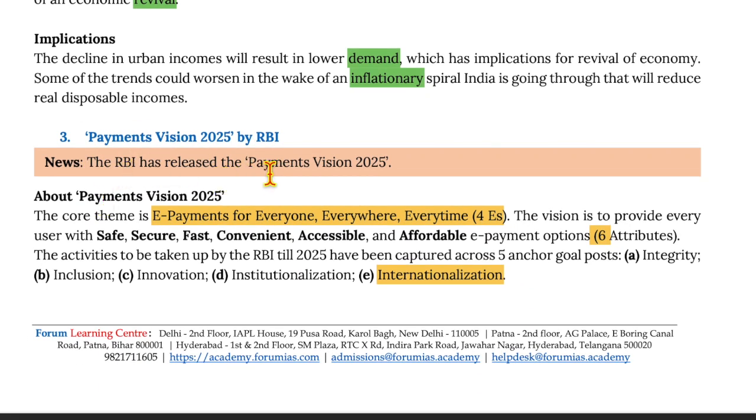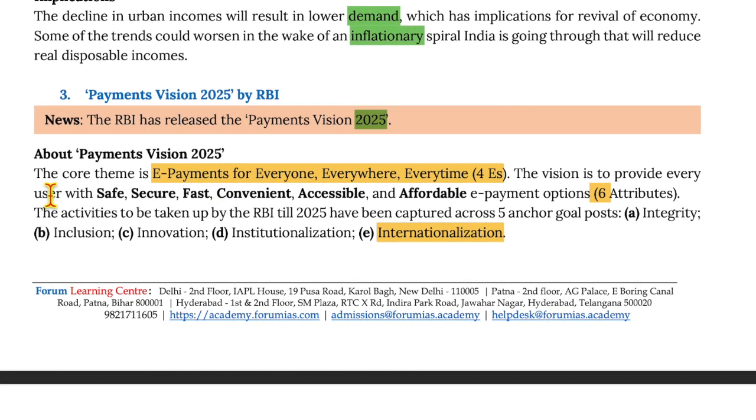The RBI has released the Payment Vision 2025. The core theme is e-payment for everyone, everywhere, every time. That is 4 E's. E-payment for everyone, everywhere, every time. The vision is to provide every user with safe, secure, fast, convenient, accessible, and affordable e-payments options.